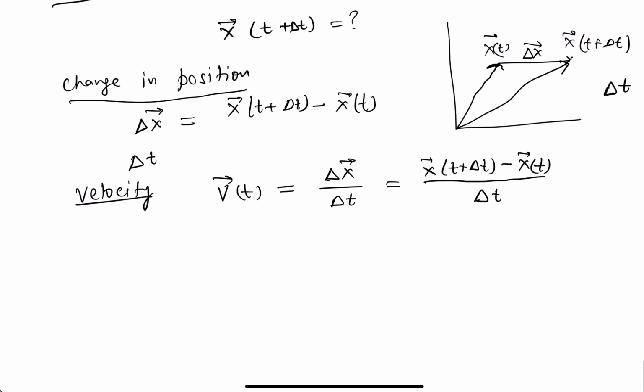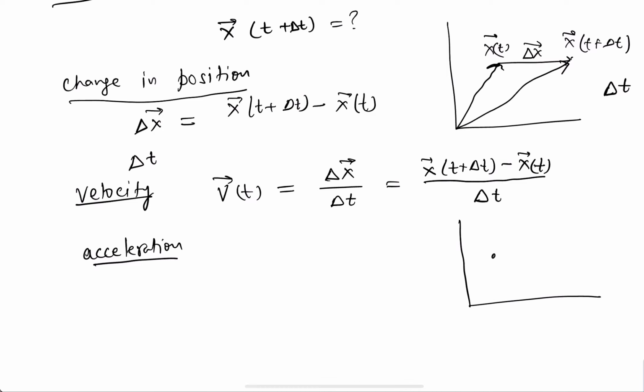Okay, so this is how we define velocity. In a similar way, we can also define acceleration. So what is acceleration? Acceleration is how much the velocity changes. So let's say the particle was at some position x, and its velocity was v of t. Then, as you go to the new position, it would have a different velocity, v of t plus delta t. So at the new position, it will have a new velocity also.